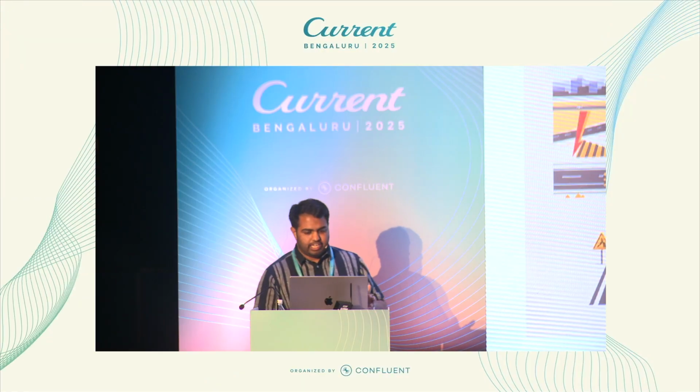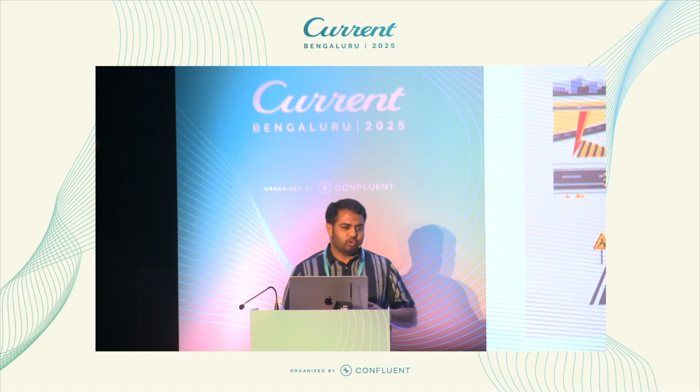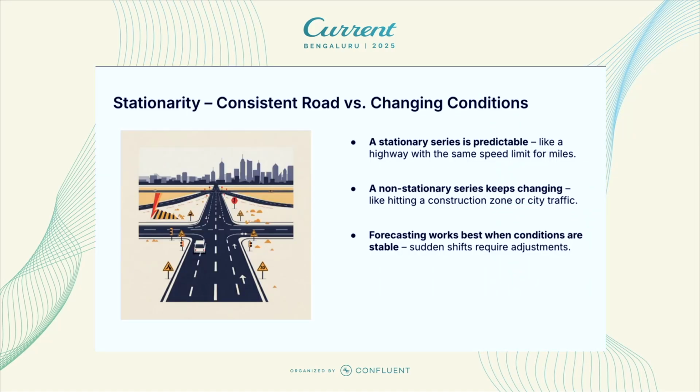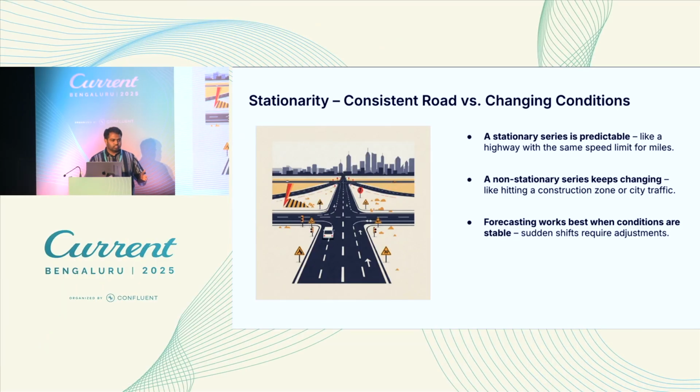Let's look at stationarity next. So now imagine you're on a smooth open highway with the same speed limit for miles. It's easy for your GPS to estimate that since you've been driving at 60 miles per hour for the past hour, you'll continue at the same pace. But what if you suddenly hit a construction zone, or the road narrows down to a single lane and it's 30 miles per hour? Now the conditions have completely changed, and your GPS needs to recalculate everything.